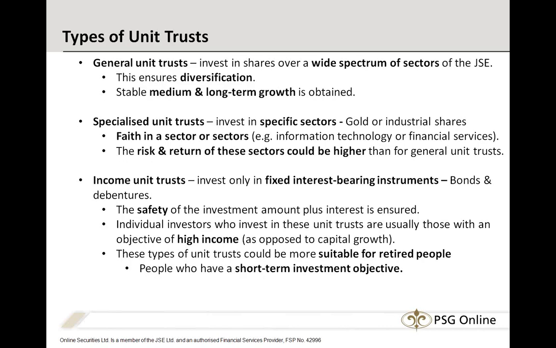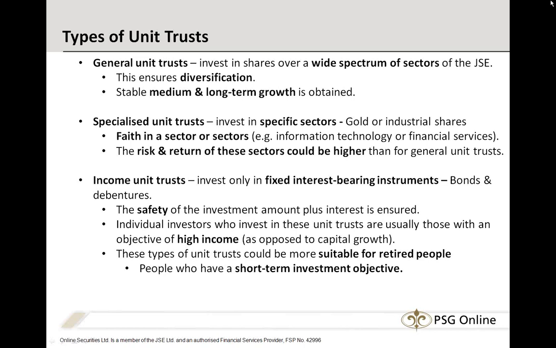There are various different types of unit trust. For example, general unit trusts give you access to a wide spectrum of sectors of the JSE. This ensures diversification, and also offers medium and long-term growth. You also get specialized unit trusts, where there's more focus on specific sectors, for example, the gold or industrial sectors. This all comes down to the fund manager having faith in certain sectors, be it IT or financial services. Obviously, you'll have higher risk and higher return compared to general unit trusts.